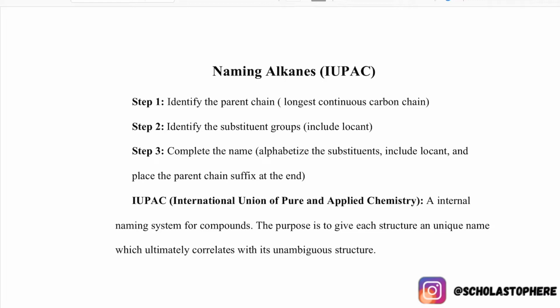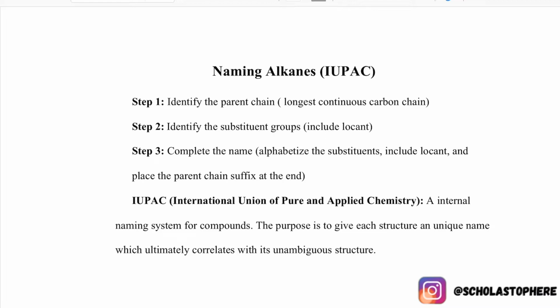Step 2, identify the substituent groups and include the locant. So substituent groups are groups of the molecule that are not included in the parent chain. And we have to name them and also ID them or attach a locant, or a number, so that we know where on the parent chain they lie. Step 3, complete the name, which is just to alphabetize the substituent groups, include the locant, and place the parent chain or suffix at the end of the name.